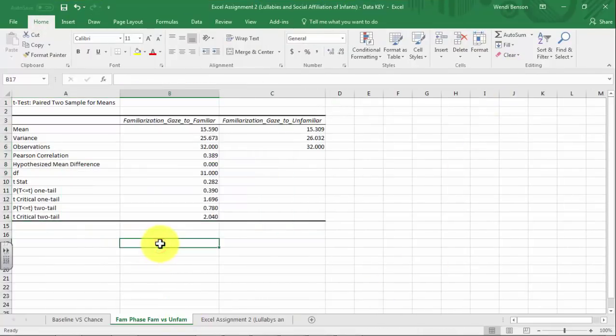Nice. So now let's look at these values. They look similar to what we had before. We still have the mean for each group. So on average, they spent 15.59 seconds staring at the lady who sang the familiar song. And then they spent 15.309 seconds staring at the lady who sang the unfamiliar song.